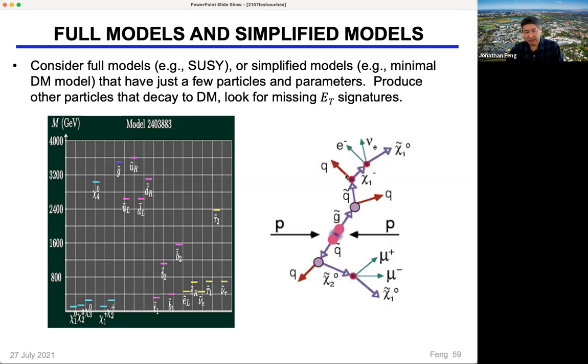And what does this event mean? Well, it's characterized by missing ET because you've lost some mass and energy and momentum with this neutralino. And so you're looking for MET signatures.